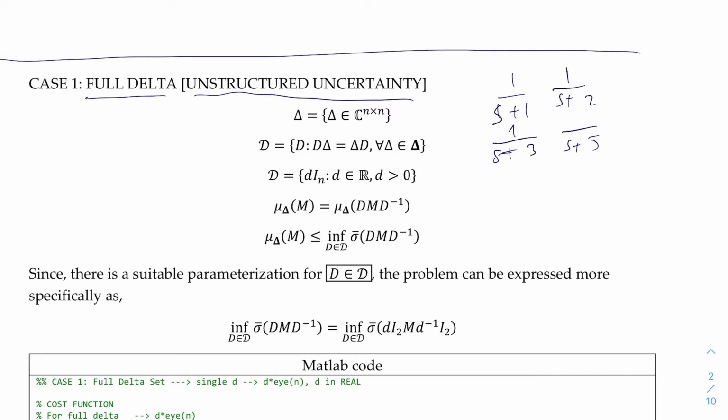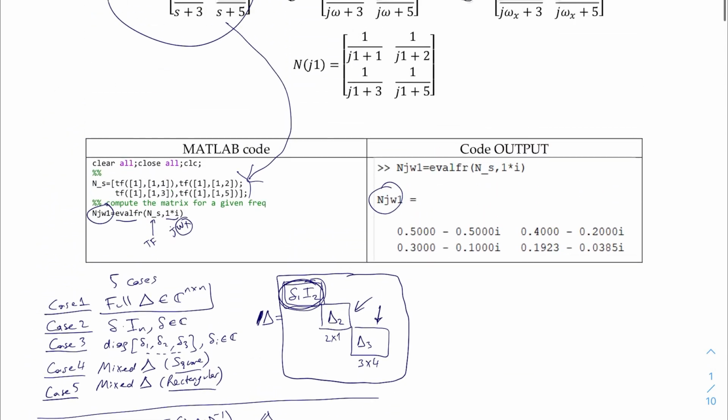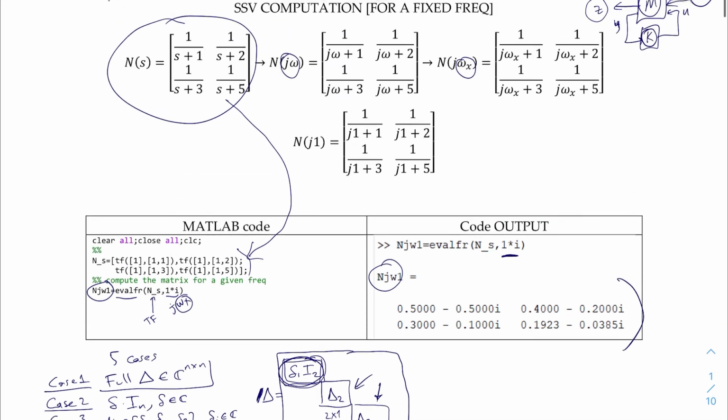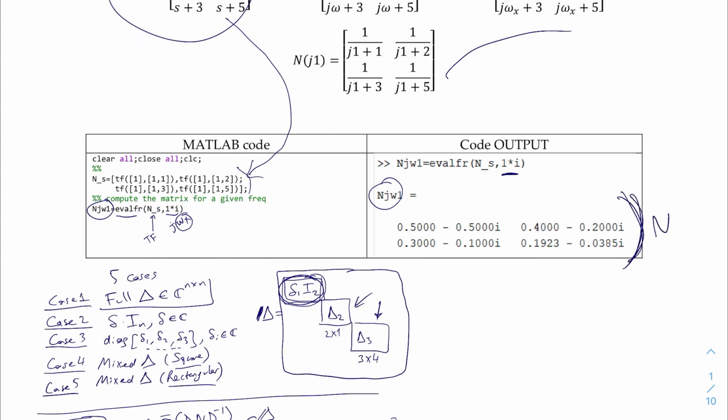I already messed up the expressions. Okay, so we have this N, and we compute it for j omega, or just I. We have some N of s, a 2 by 2 matrix. Let's recall what that matrix was. This is that matrix, which we just computed for the given frequency. These are the right computations, and this is our N matrix.